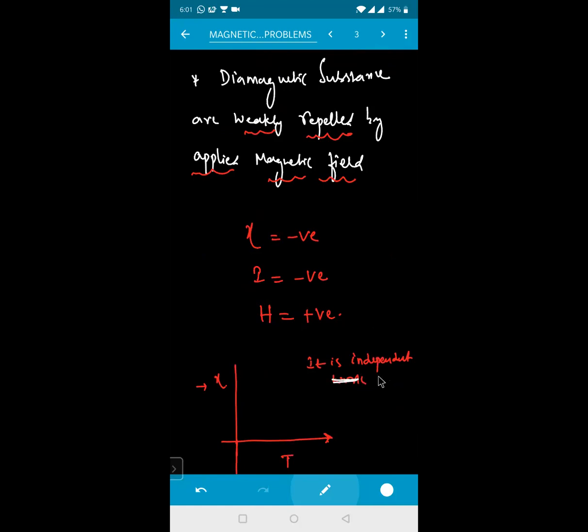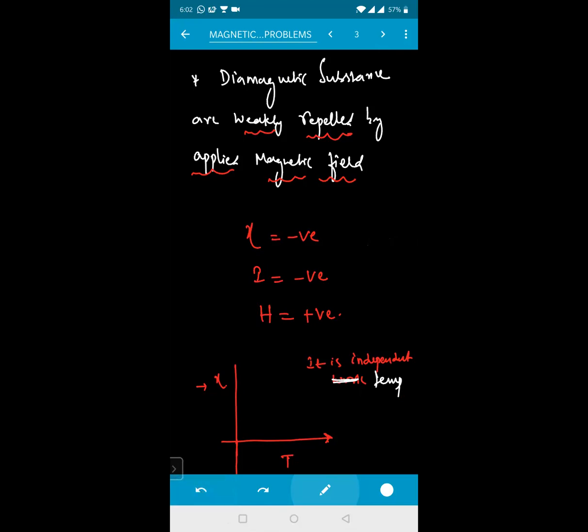Now I is equal to minus H, right, sir? Yes. We got this from the basic formula. Mu r is equal to mu naught into 1 plus susceptibility. Here mu r value is 0, so everything is 0. So 1 plus chi is equal to 0, which means chi will be equal to minus 1. Yes. Okay, so that was about diamagnetic material.